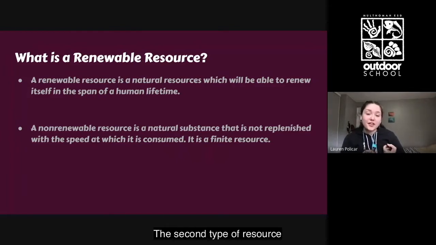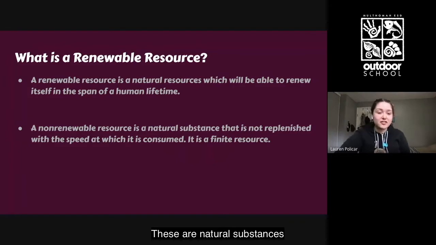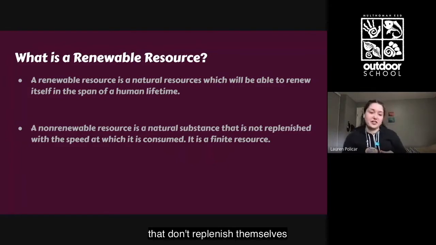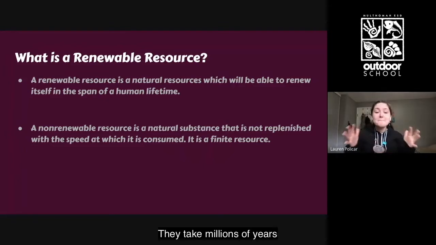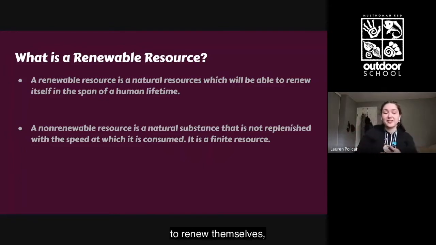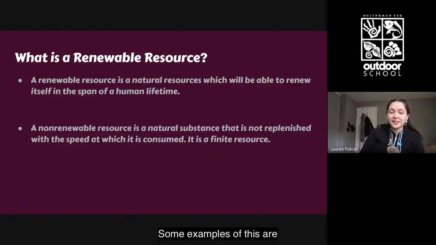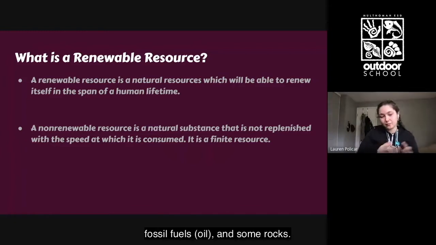The second type of resource is called non-renewable. These are natural substances that don't replenish themselves at the speed in which they are consumed. They are not able to be replaced within our lifetime. This is what's known as a finite resource. They take millions of years to renew themselves, and I don't know anyone that's lived that long. Some examples of this are fossil fuels, which are oil, and some rocks.